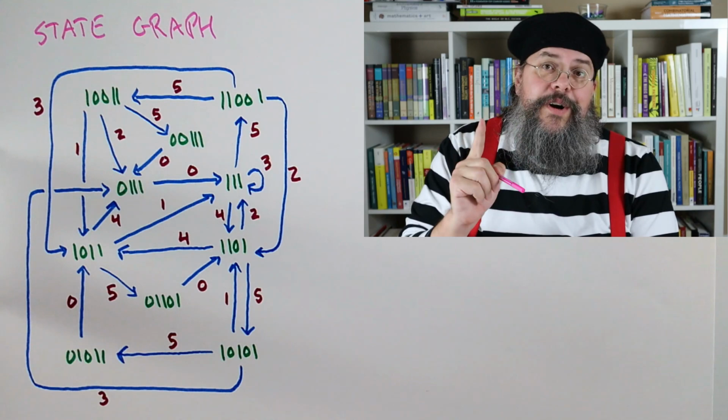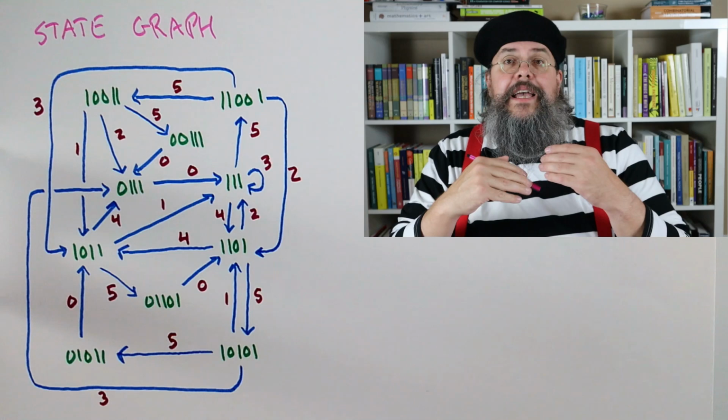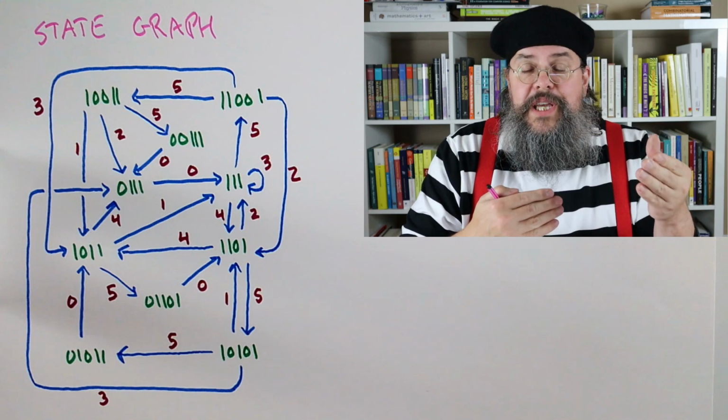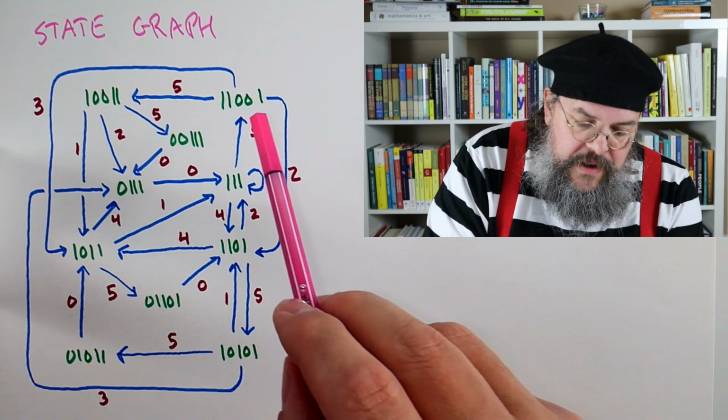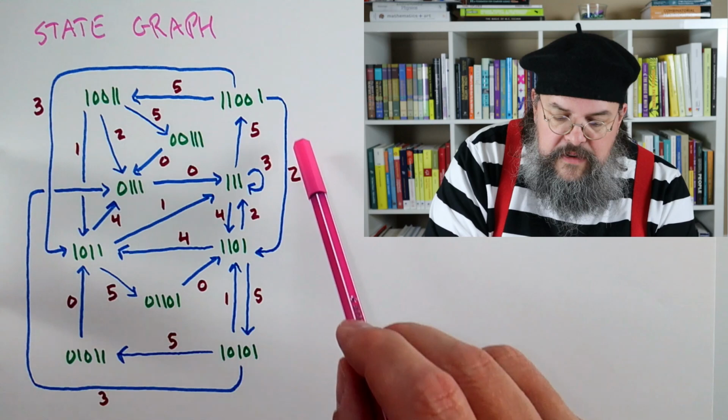Now, there's one more important idea, which is the numbers on the side of the arrows. Those correspond to this: if I can transition from one state to another, that corresponds to a particular type of throw being made. What throw was made? For example, if I want to go from 11001 to 1101, that is a 2.